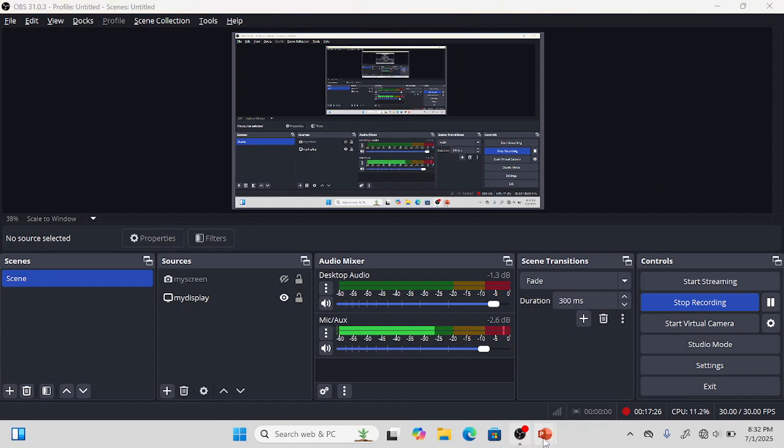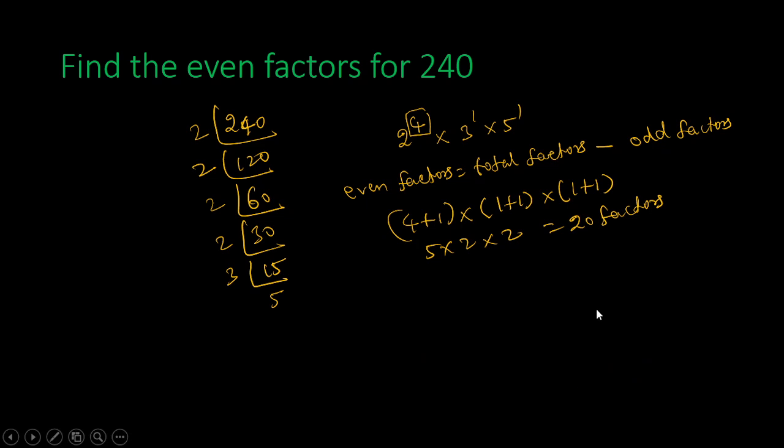Now there are 20 factors. Now what is the other way to find the number of factors? Here we have to identify the odd factors. So 3 is an odd factor, 5 is an odd factor. The power of 3 is 1, so 1 plus 1 is equal to 2. And the power of 5 is again 1, so again 1 plus 1 is equal to 2. So 2 into 2 is 4 odd factors.